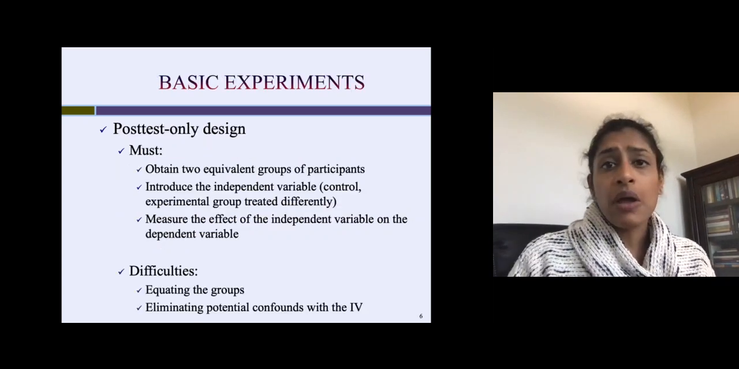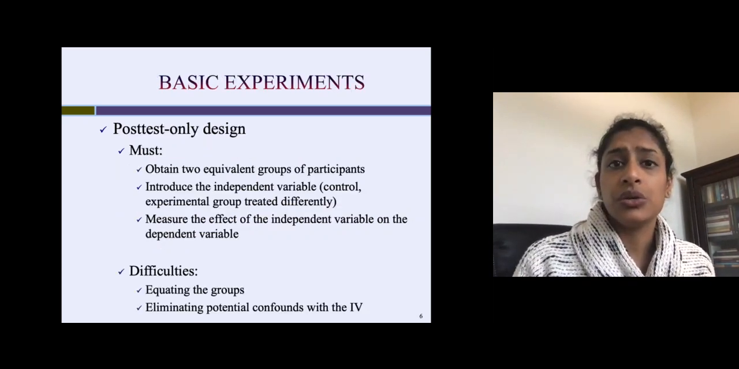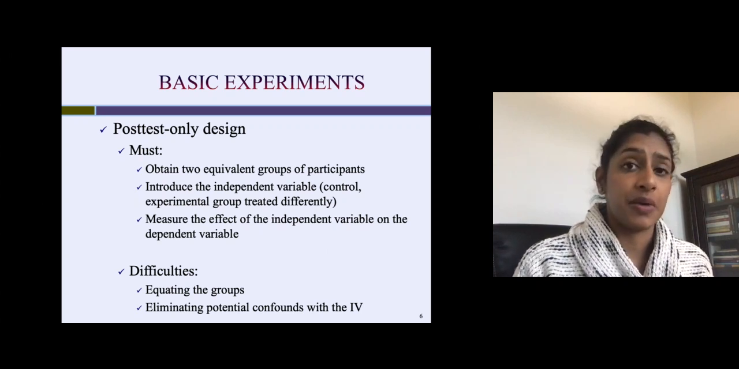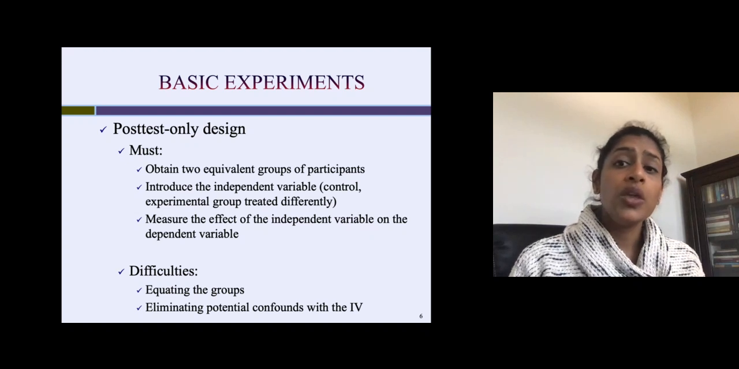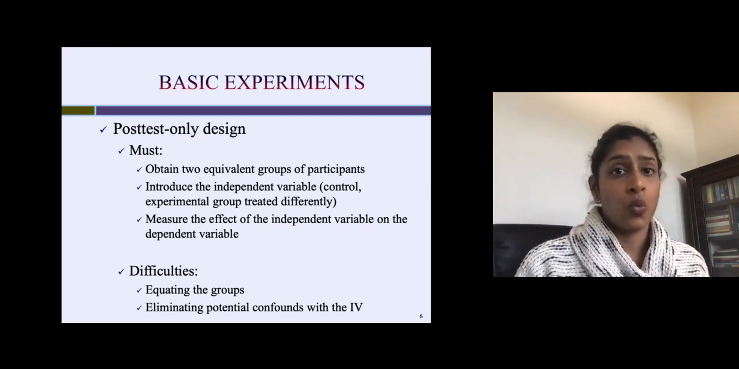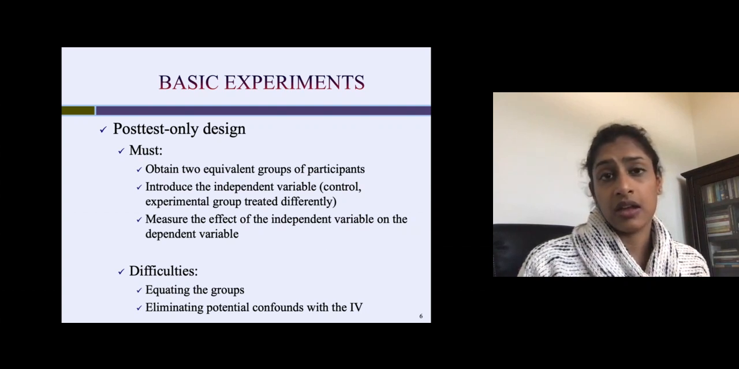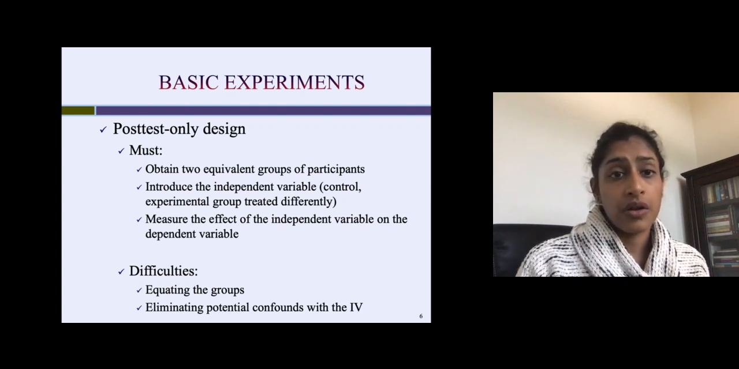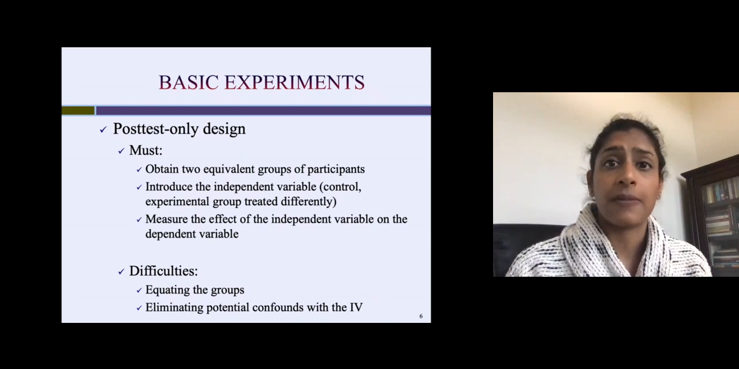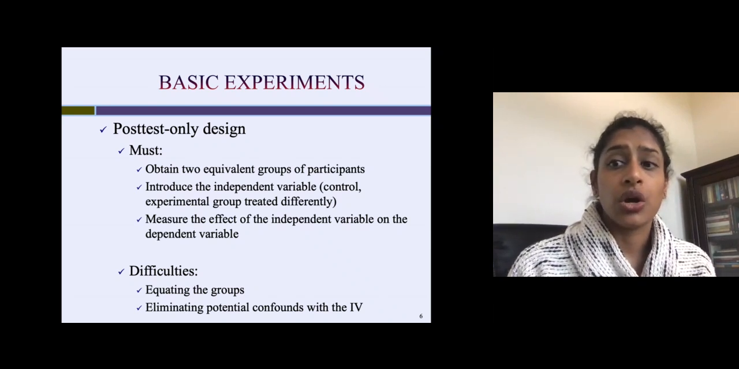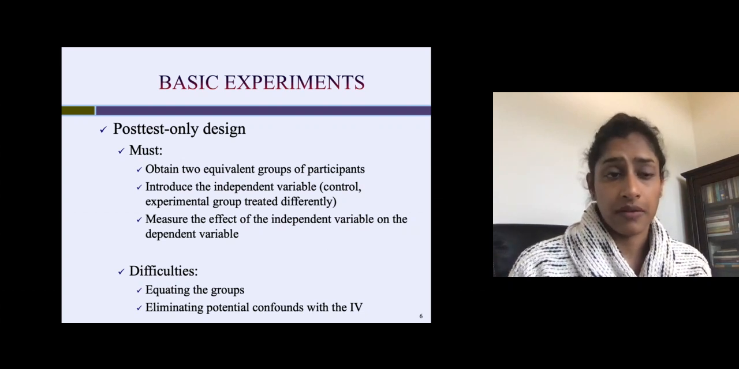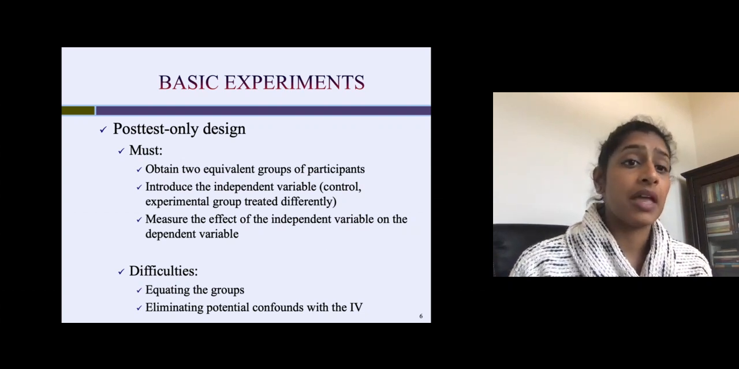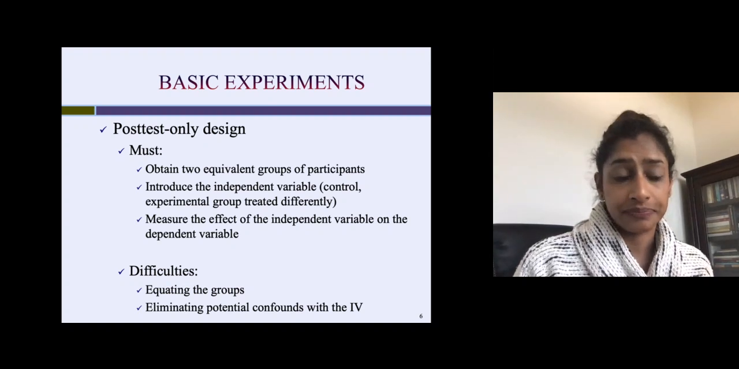All right, so now I want to talk to you all about basic experiments or basic experimental designs. So we could do a design where we simply give an experiment or not, and then take a look at the measurement after, right? So we can look at our independent variable and how it relates to our dependent variable. So here we might have a post-test only design.